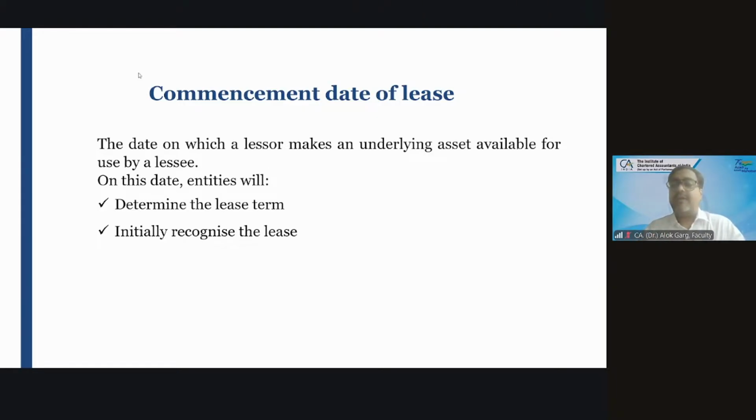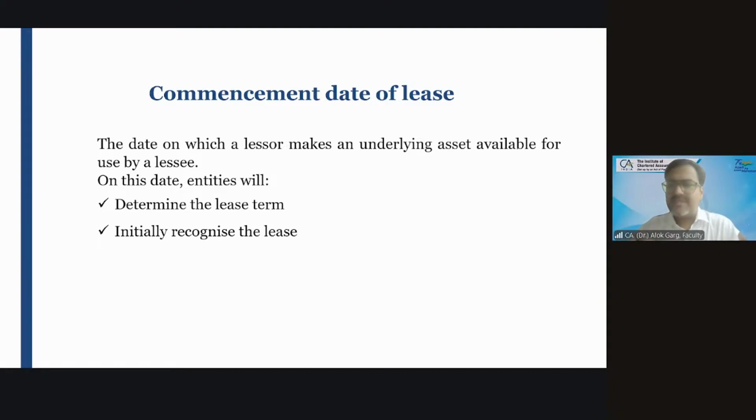So the accounting has to happen on which date? Accounting has to happen on the commencement date. Just remember this much, this is the error, this is the mistake that happens.